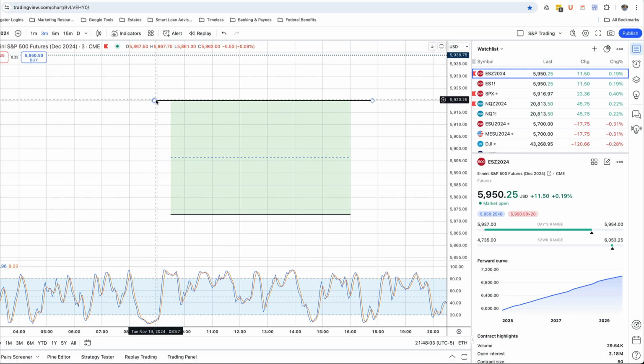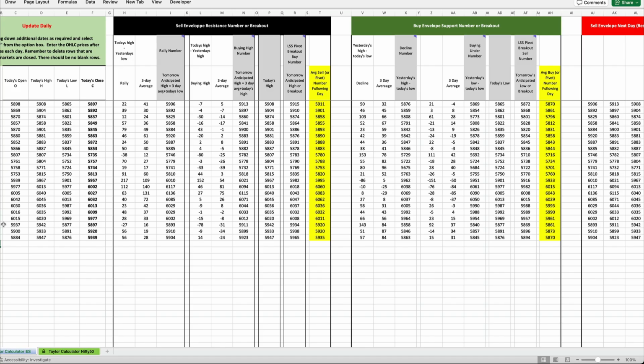Now, where did I get the numbers for my trading zone, 58.72 and 59.20? Well, I got them from my Taylor calculator. And here are the numbers derived from my Taylor calculator. I put in my numbers for Monday: Monday's open, high, low, and close. These are the only four numbers that have to be entered each day: open, high, low, and close. And the calculator fills out the numbers for the following day, which was for Tuesday, 59.20 over here, and 58.72, 58.73 right over here. So that's how I got the numbers for my chart.